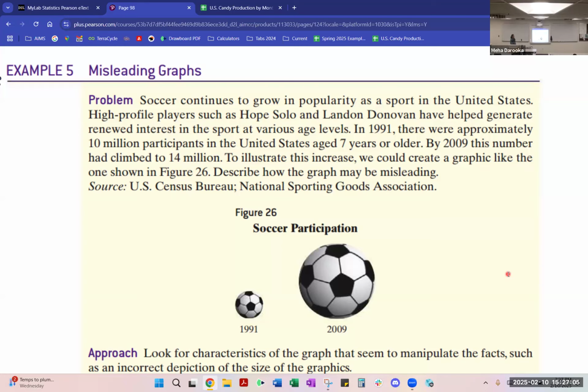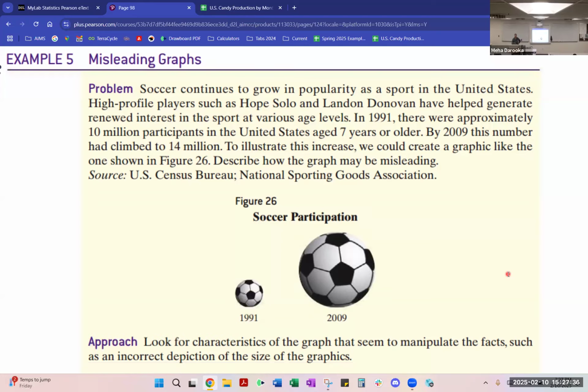Now look at the numbers. In 1991, we said there were approximately 10 million participants. In 2009, that number had gone up to 14 million. Does that illustration look justified compared to 10 to 14 million? How much bigger is that 2009 soccer ball? It looks like almost 3 times the size maybe, but 10 to 14 million is not 3 times, right? That would be about 30 million if you were going by the area.